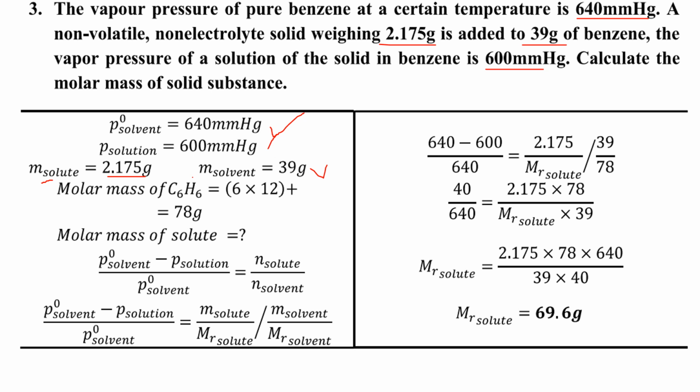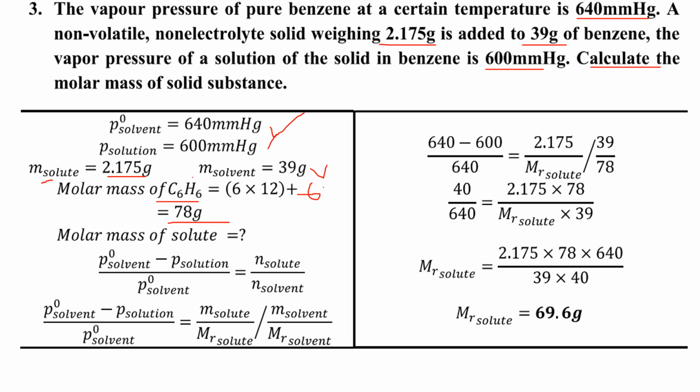Now the solvent was benzene, and benzene is given by this formula. So its RFM is going to be got by 6 times 12 plus 6 times 1, since there was supposed to be 6 times 1 around here for hydrogen. So you are going to end up with 78 grams as the molar mass for our solvent, which is benzene. Now molar mass for the solute was unknown, and that's what you are being prompted to calculate, the molar mass of the solid substance, which was the solute.